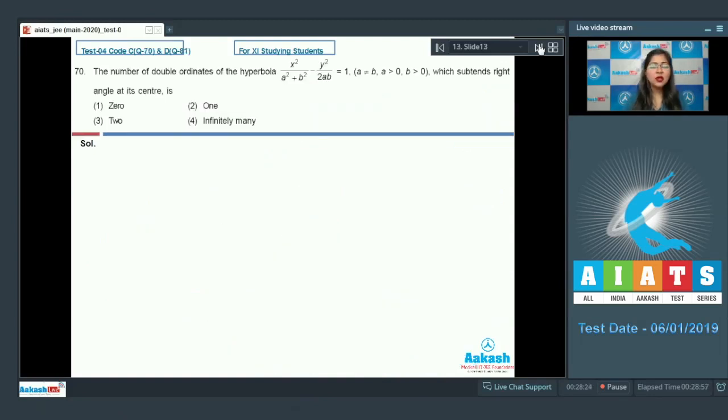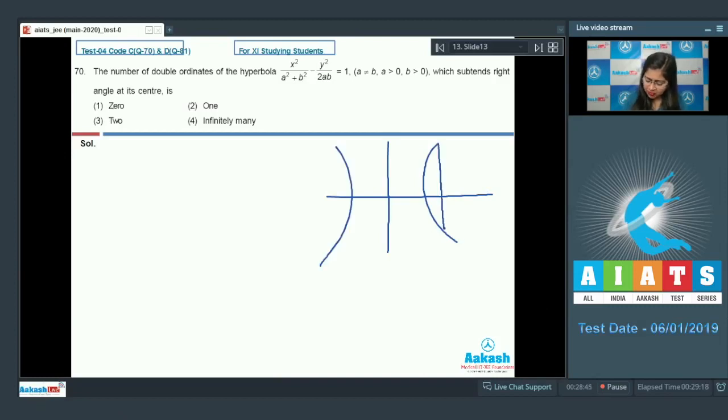Next is question number 70, which says: the number of double ordinates of the hyperbola x square upon (a square plus b square) minus y square upon 2ab equal to 1, which subtend a right angle at its center, is. So let us say this is the coordinate axis and this is the hyperbola. Let us say this is the double ordinate AB and it subtends a right angle at the center, that is here. Let us say this point is O.